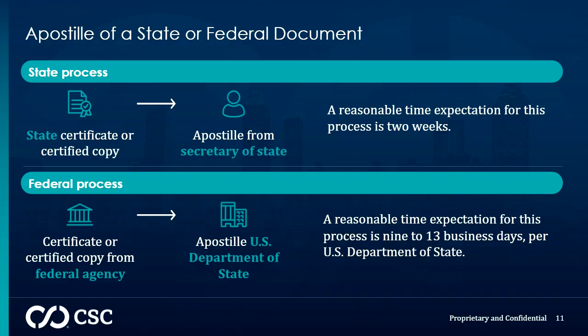The federal process, again, you have your document, whether it's U.S. patent and trademark documents, they're submitted to the U.S. Department of State's office. They apostille them, and again, it's taking about a 2-week period as well.